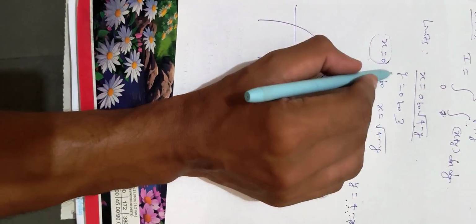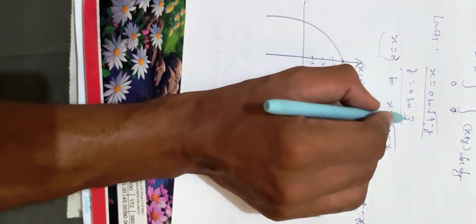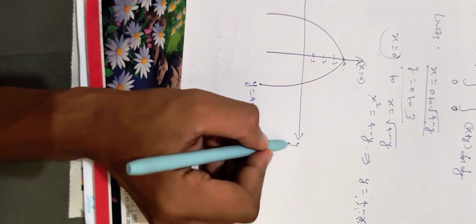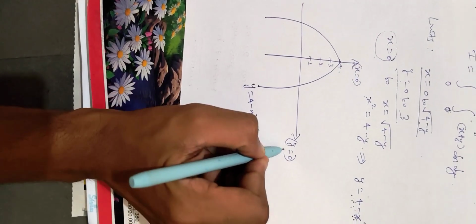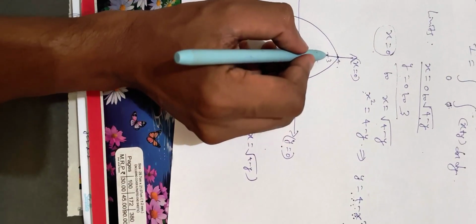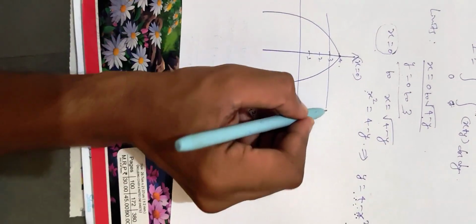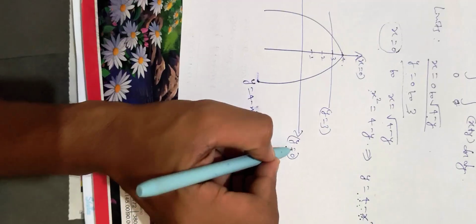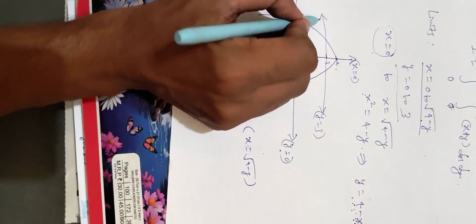Similarly, consider the graph of y is equals to 0 to 3. What is y is equals to 0? That is the x axis itself. Y is equal to 3 is this line. This is y is equals to 0, and this is y is equals to 3.